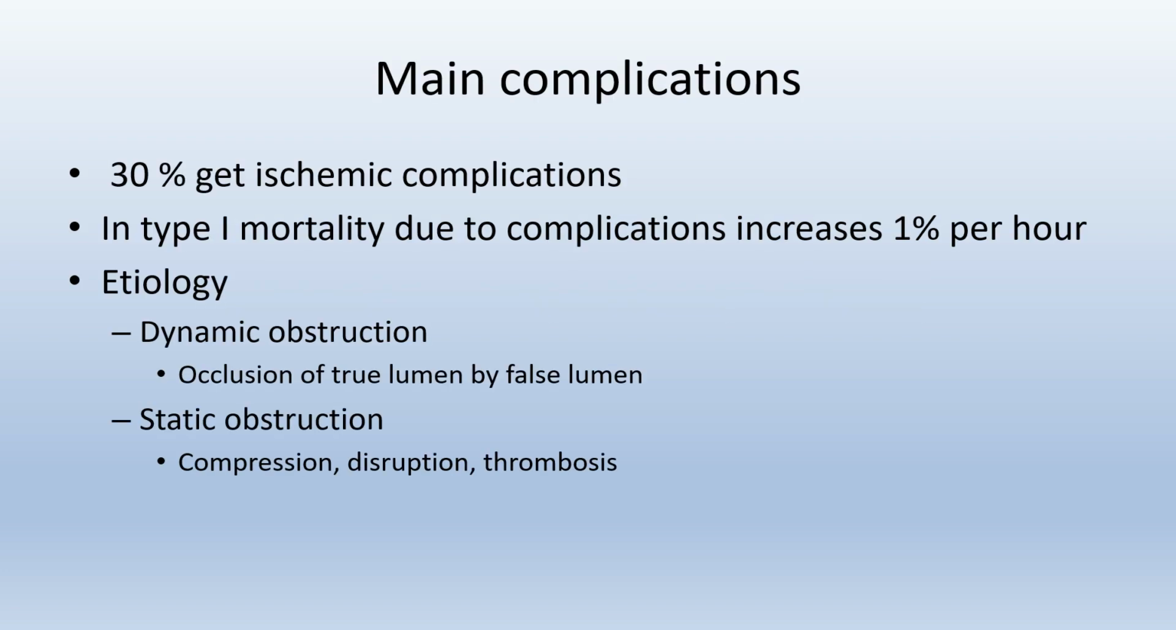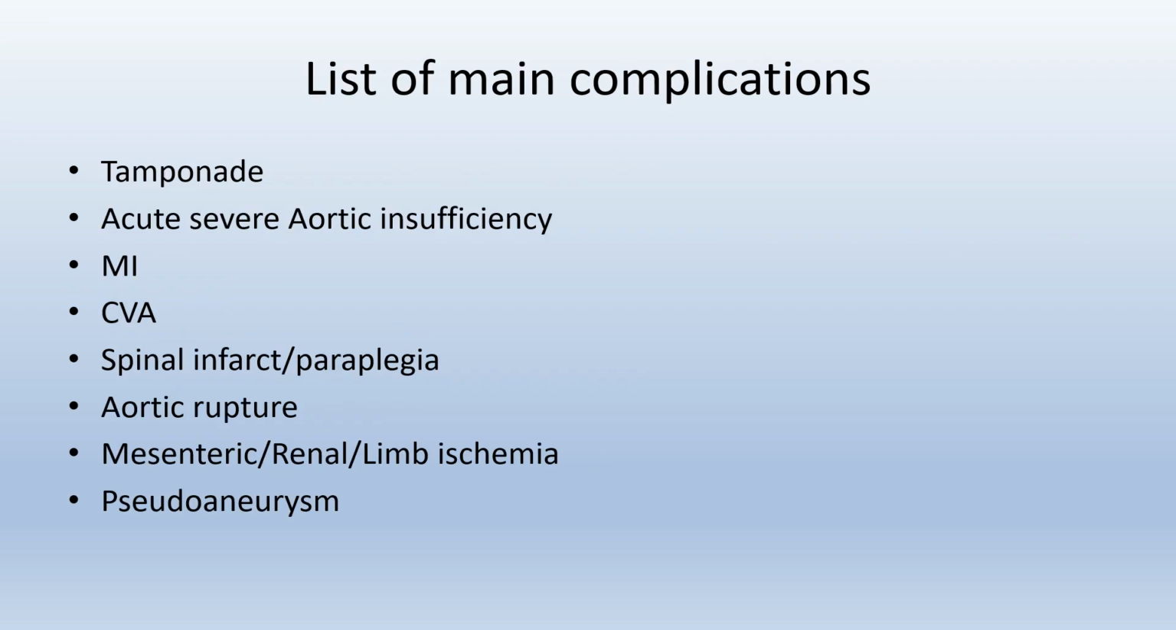Main complication: 30% get an ischemic complication. In type 1, mortality due to complications increases 1% per hour. Etiology: dynamic obstruction, occlusion of the true lumen by the false lumen, or static obstruction by compression, disruption, thrombosis. The main complications that can happen are tamponade, acute severe aortic insufficiency, MI, CVA, spinal infarct, paraplegia, aortic rupture, mesenteric and renal limb ischemia, and pseudoaneurysm.